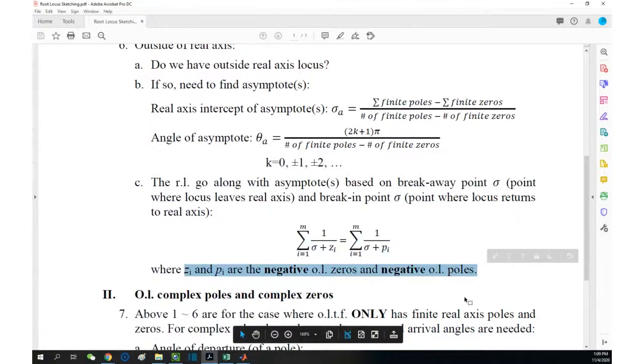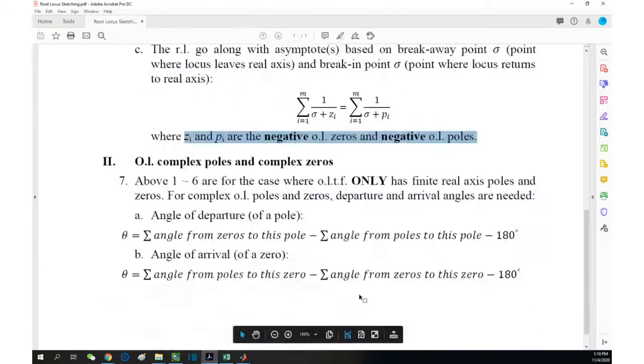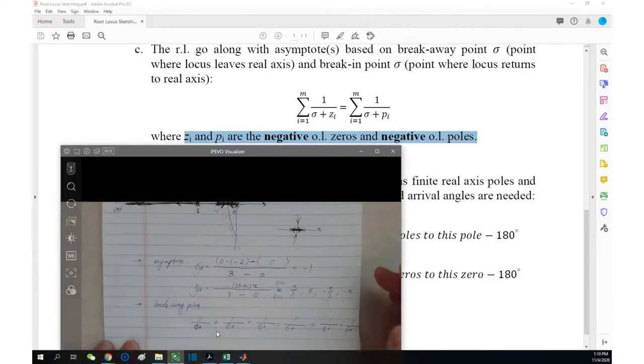So listen up, everybody. The Zi and Pi are not the open loop poles and open loop zeros. They're respectively negative open loop zeros and negative open loop poles. Be very careful here. Once again, the Zi's and Pi's are not open loop zeros and open loop poles. They are negative open loop zeros and negative open loop poles. Okay, remain as delta plus something, plus something, plus something.